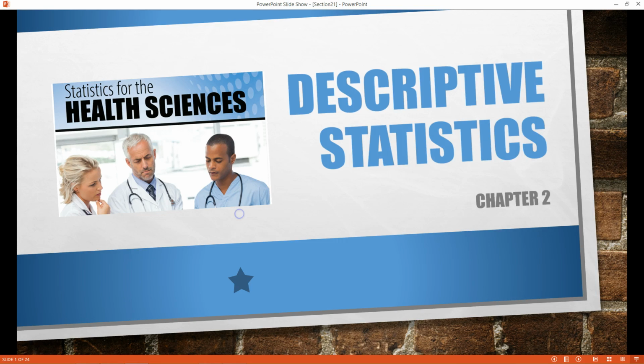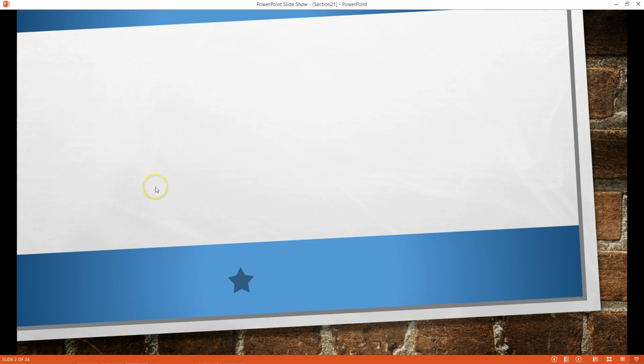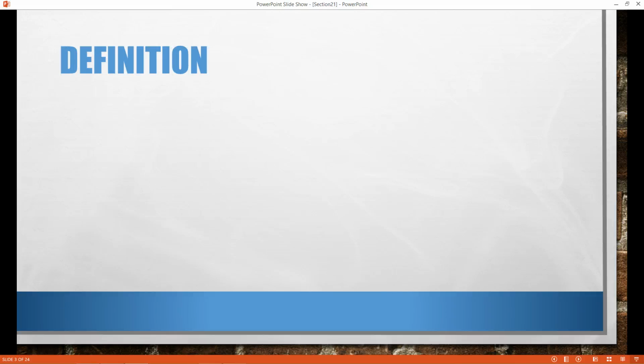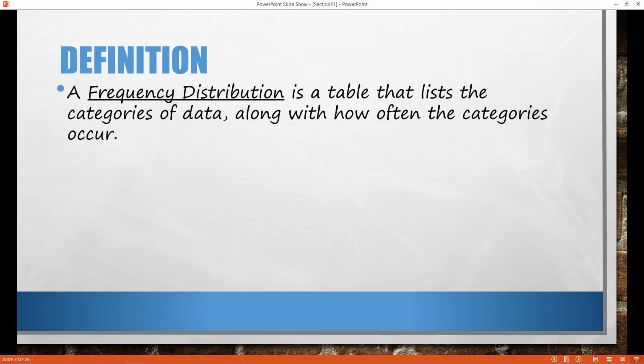data. But before we do that, we kind of have to do a preliminary here and talk about properties of frequency distributions. In other words, how do we just organize data to begin with? So let's go ahead and get started on that. First, we can describe a frequency distribution as a table that lists the categories of data along with how often the categories occur. Now, first off, remember, you see that handwritten font. That means you want to write this down. And whenever we see the word distribution in statistics, we mean a table. So what we're talking about making here is a frequency table.